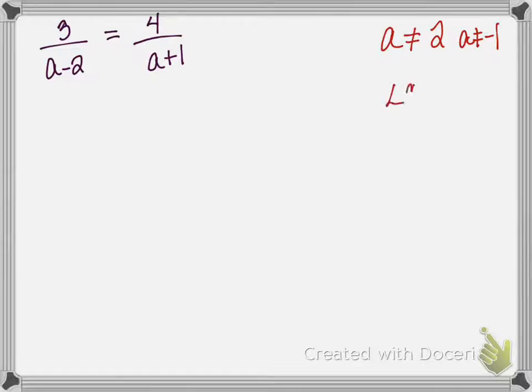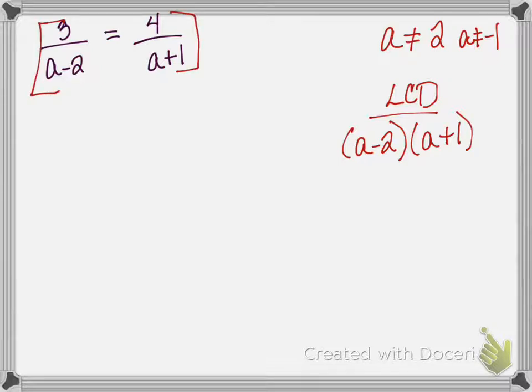Okay. Now, your LCD is binomials this time. It works the exact same way. What is my denominator in that first one? A minus 2. What's my denominator in that second one? A plus 1. That's my denominator right there. Those binomials have to stay together. Now, I would not FOIL these. I would not combine them yet, because when I start multiplying here, things are going to start canceling out.